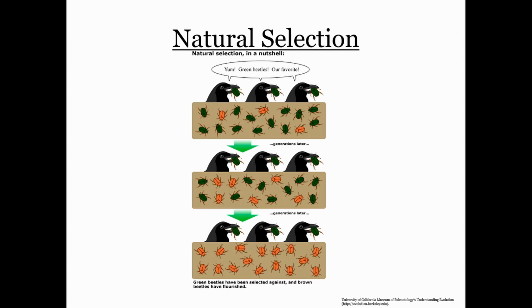Here's another example. We have these birds here. They're eating beetles, and it turns out that they really, really like green beetles. They continue to eat those green beetles. The green beetles do not survive as long. They don't have as many offspring, and so these orangey brown beetles we see become more and more common since they are selected for, they're protected based on their color, and the green ones were selected against because they happened to be delicious to these birds.